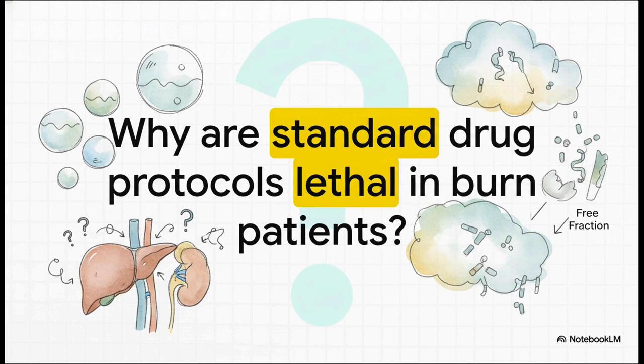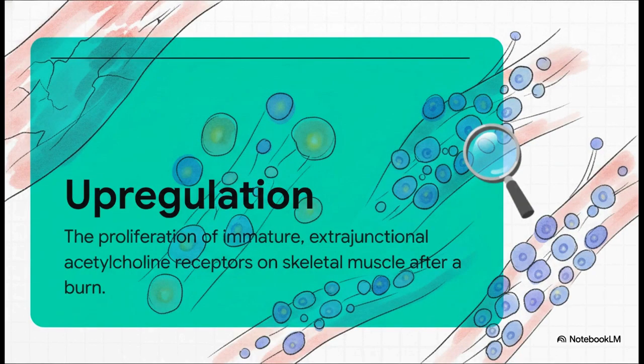Now, central to this whole pharmacological puzzle is a concept you have to understand: acetylcholine receptor upregulation. After a major burn, the skeletal muscle cells start to express a huge number of immature extrajunctional acetylcholine receptors, specifically this alpha-7 nicotinic subtype. It's the proliferation of these receptors, which are normally just confined to the neuromuscular junction, that is the key pathophysiological event that explains the bizarre and dangerous responses we see to muscle relaxants.